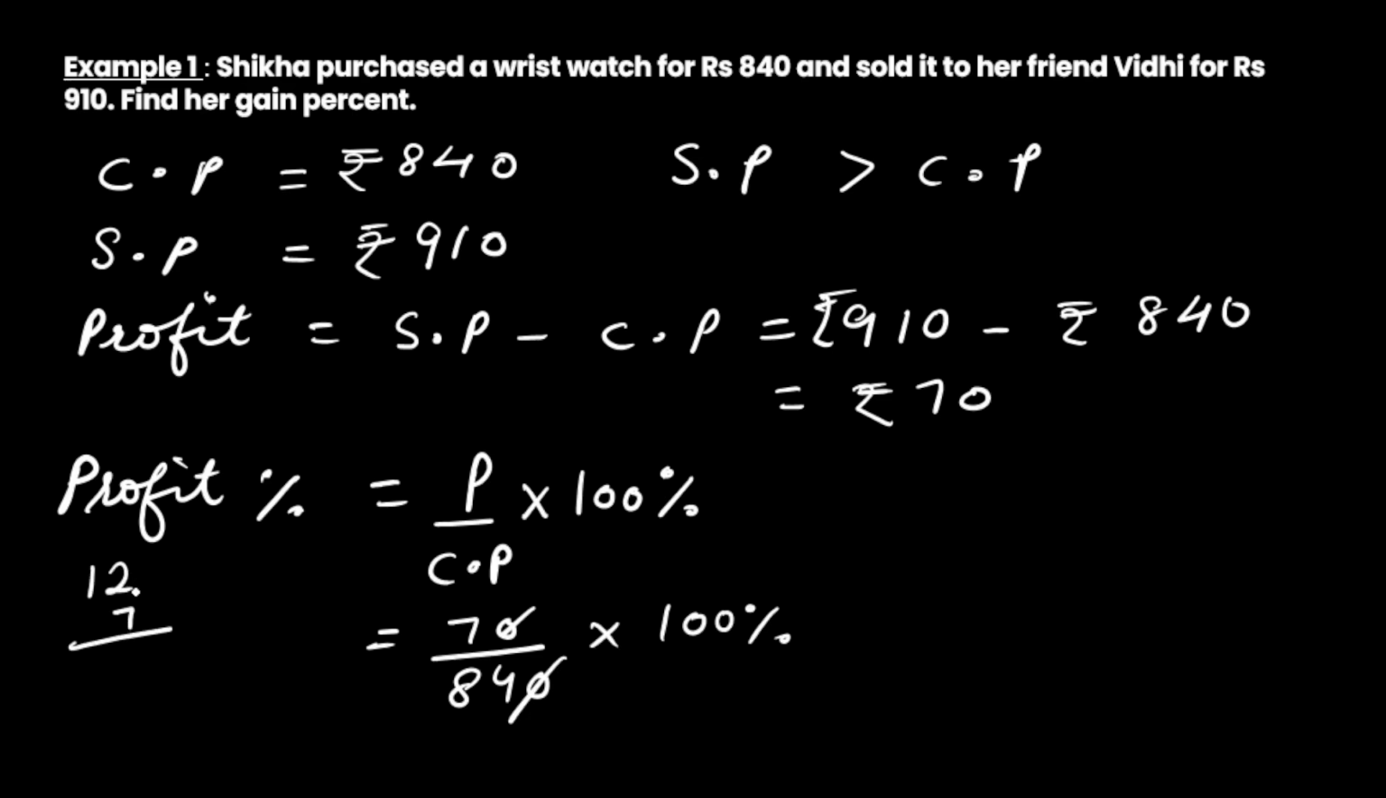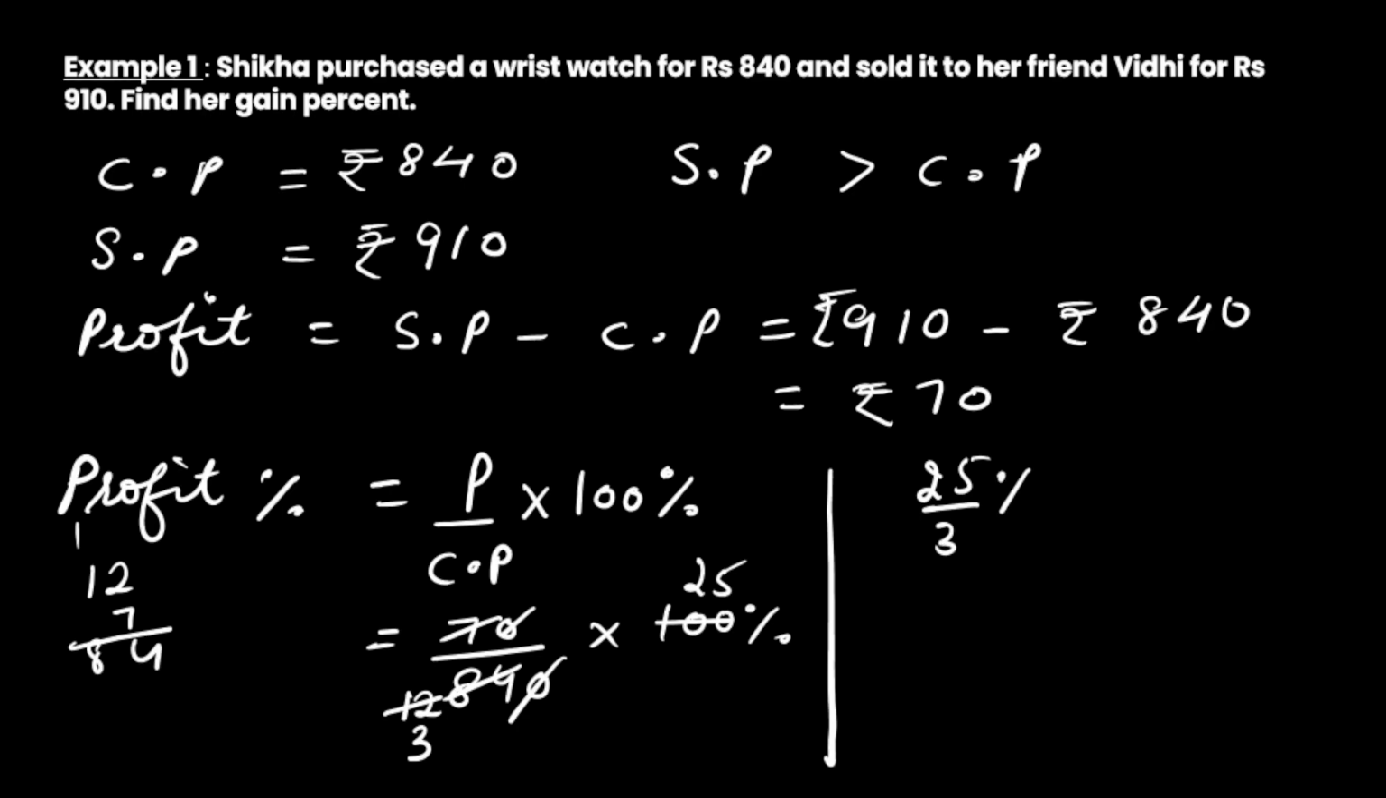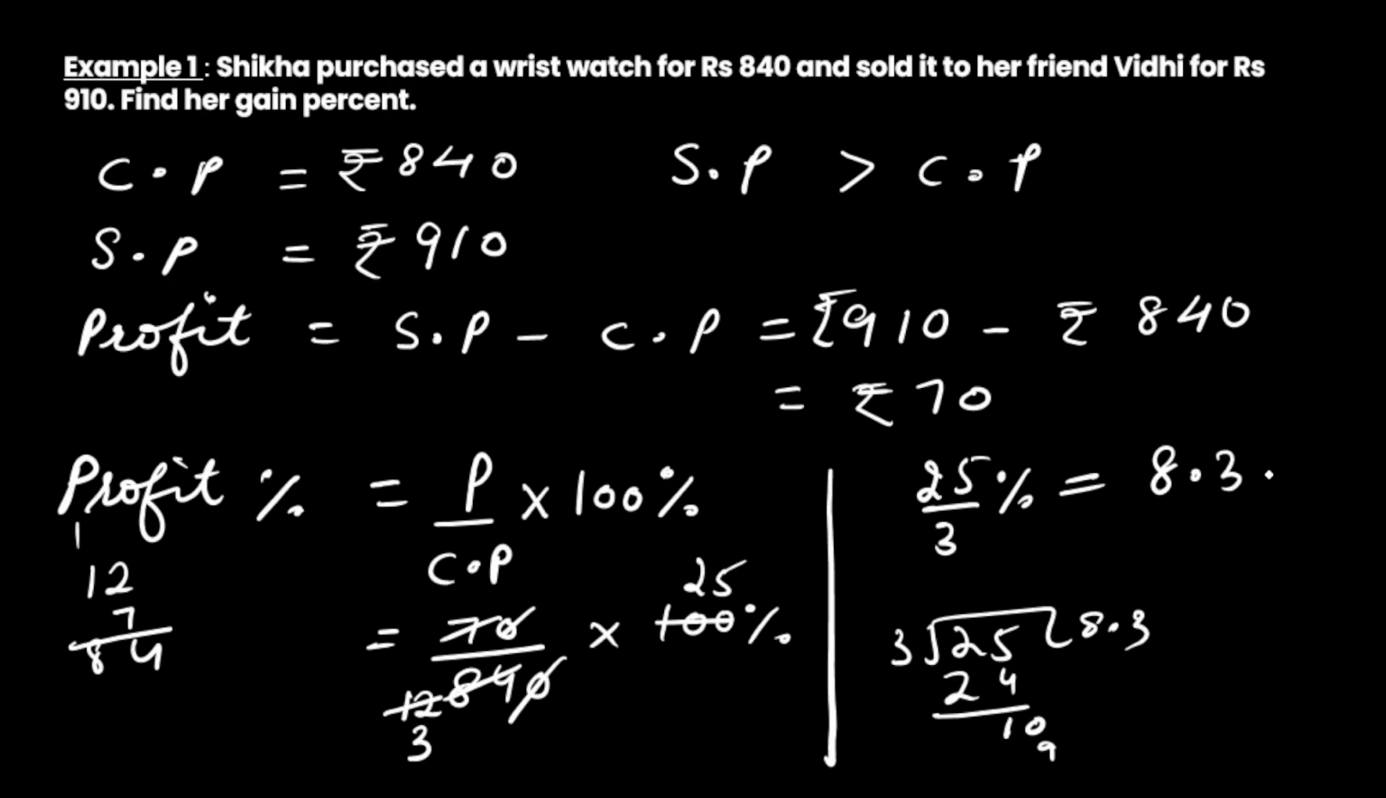So 7 into 12 is 84. Let me check also. 2 into 7 is 14. Yes. So we can do cancellation, 7 into 12 here. Further on, we can do it using the four table. 4 into 3 is 12. 4 into 25 is 100. You can remember this, 4 into 25. So it is 25 by 3%. This we can further divide. So 3 divided by 25. 3 into 8 is 24, then 1 here, write 0, 3 into 3 is 9. So almost 8.33 up to 2 decimals if you are solving. So 8.33% is the profit percent here.